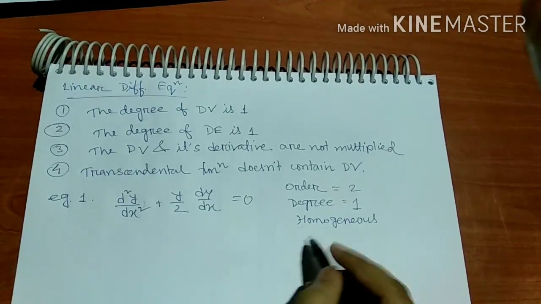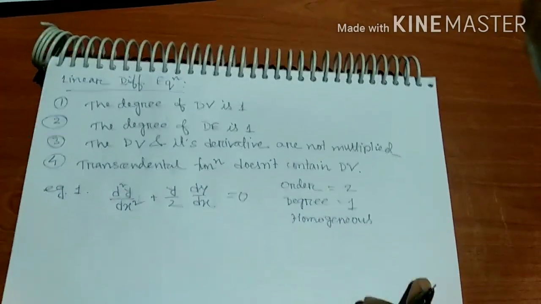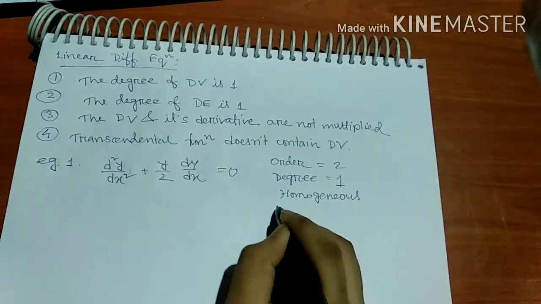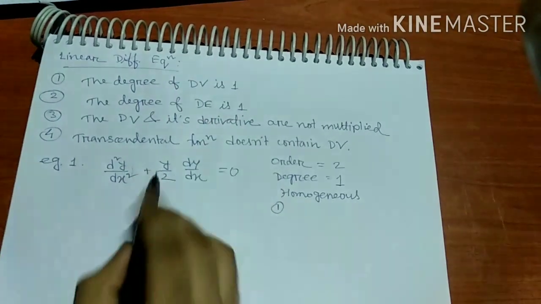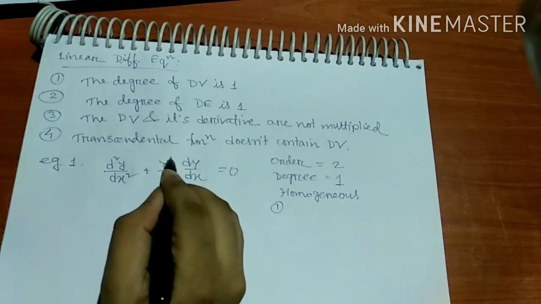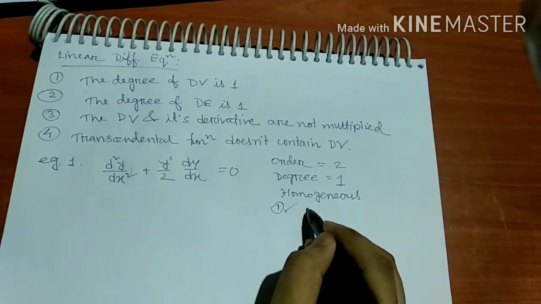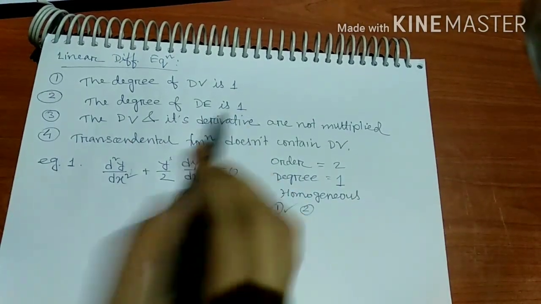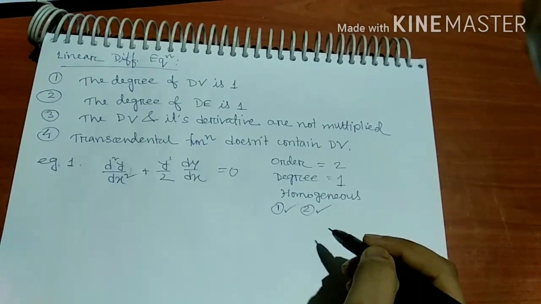Next we have to see whether it is linear or non-linear. To check linear or non-linear, we must check these conditions: 1, 2, 3, 4. One, the degree of dependent variable is 1. Here you can see the degree of dependent variable is 1, so condition 1 is satisfied. Secondly, the degree of differential equation is 1. Here you can see the degree is 1. I already mentioned it.